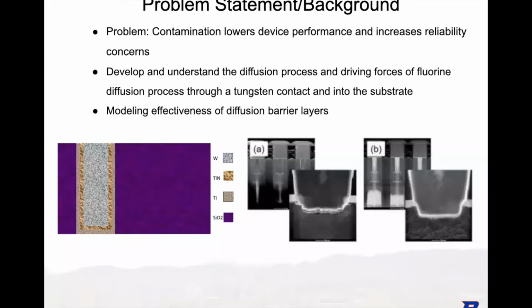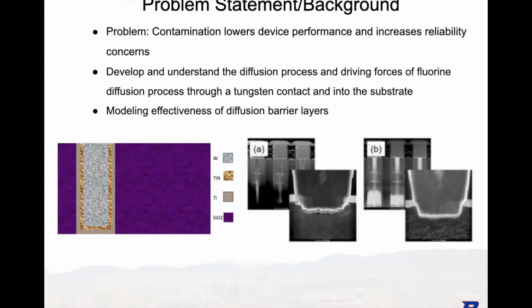Contamination introduced during semiconductor manufacturing can lower device performance and increase reliability concerns. The mobility of contamination within a device can create field failures, which creates huge product quality concerns. Our project focuses on a specific contamination that is introduced when creating a tungsten interconnect.